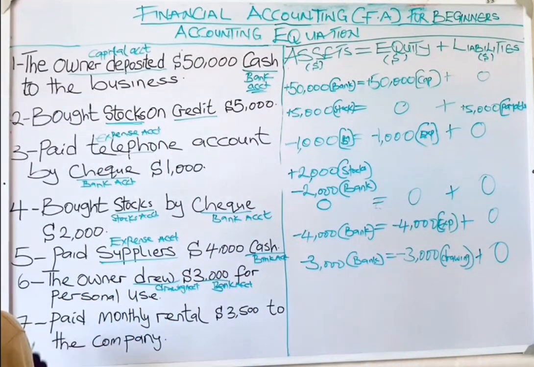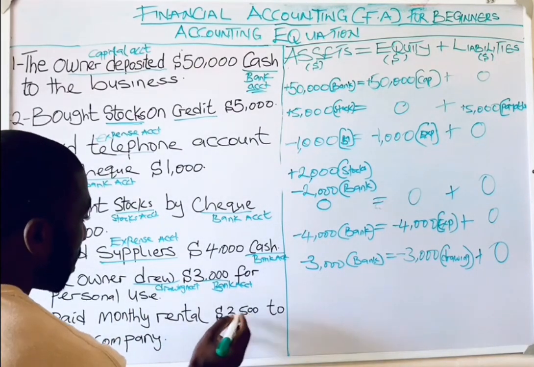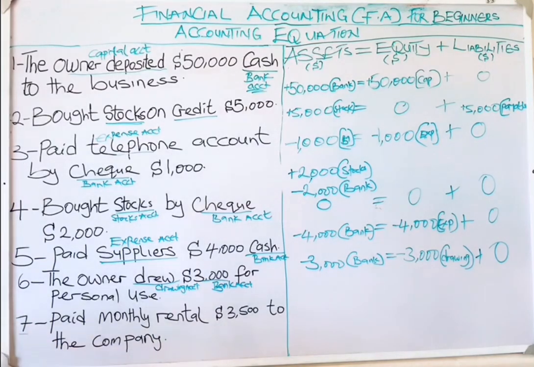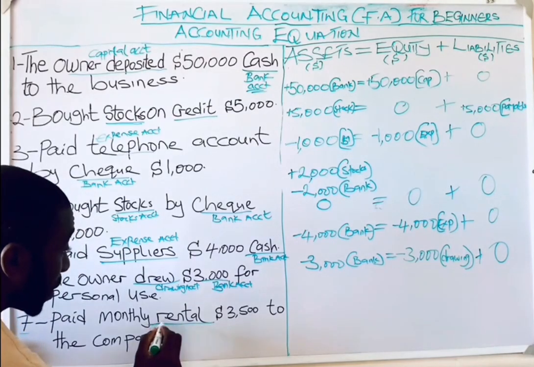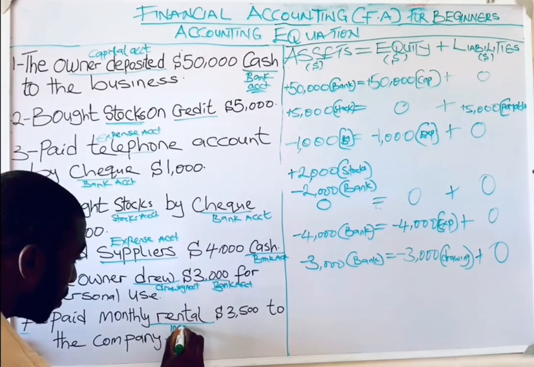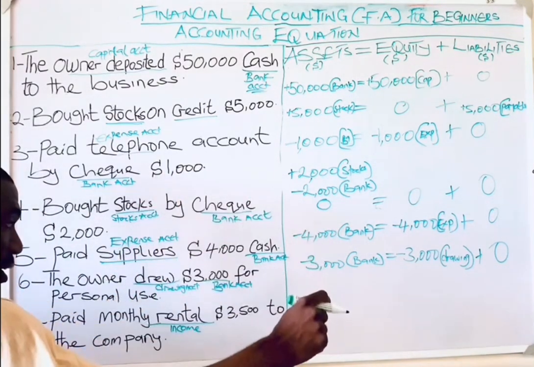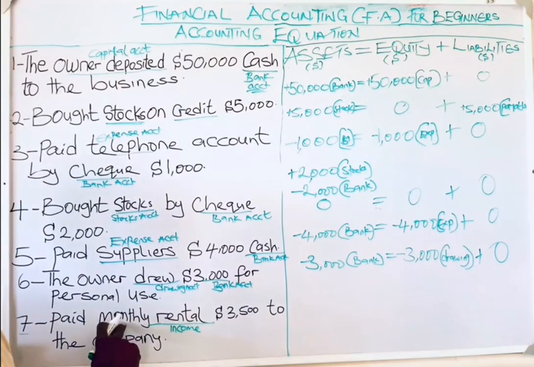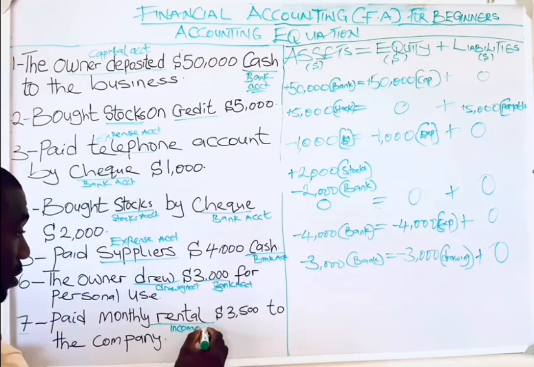Let's look at the last transaction, which says paid monthly rental of $3,000 to the company. He's paying to the company. It's not that the company is paying. So this is a rental income. It is an income. This your rental is not an expense, it's an income account, since he's paying to the company. Not that the company is paying rent, but the amount paid for the rent is going to the company. Now is income account.